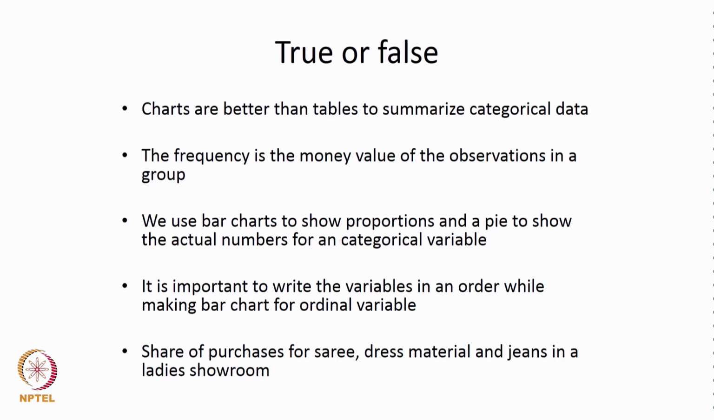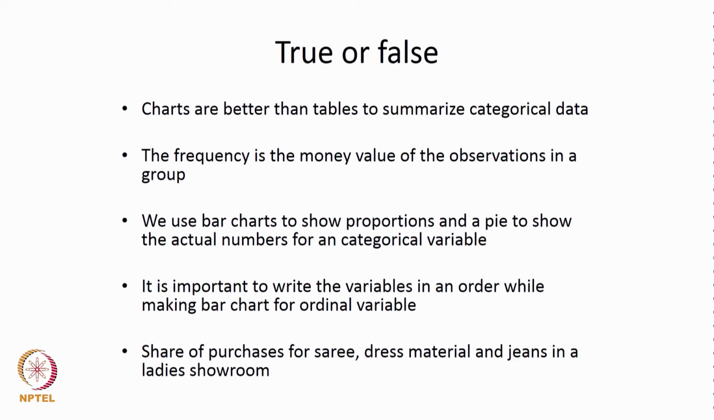Not necessarily. Frequency is usually a number which represents the variable that is used. We use bar charts to show proportions and pie charts to show numbers for a categorical variable. The answer is not true, it is the other way. Bar chart shows numbers, pie chart shows proportions.